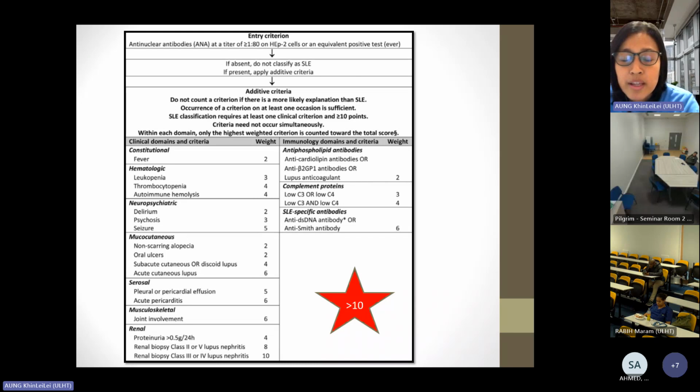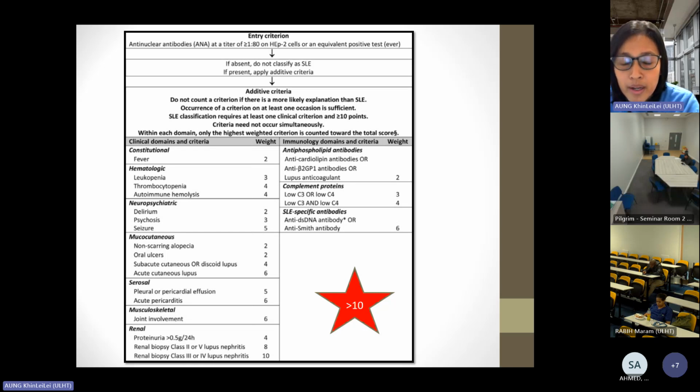This is the most recent American College of Rheumatology and European Alliance of Associations for Rheumatology, ACR/EULAR, guideline classification criteria for lupus. It is not a diagnostic criteria, it is a classification criteria. So maybe an SLE patient with transverse myelitis, we can diagnose as SLE, although transverse myelitis is not there in this classification. So it is just for research purposes.